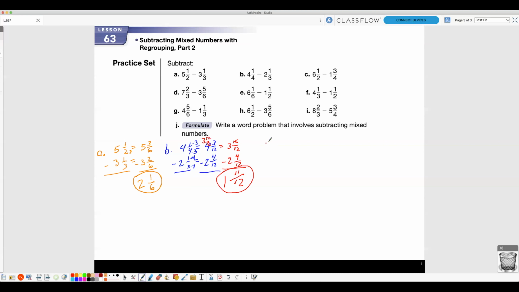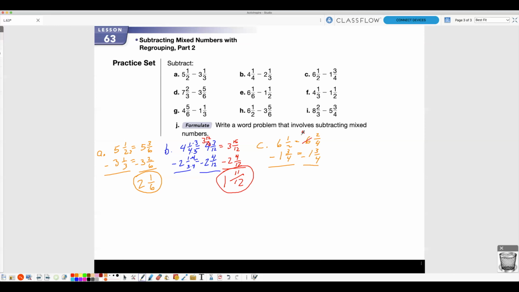Letter C, 6 1/2 minus 1 3/4. So in this case, I have to change this one. It looks like I'm going to leave 1 3/4 as the mixed number here. This one could be 6 and something with the denominator 4. So I have times 2 to get to that. So this would be 2/4. So if I subtract that, I have to borrow there, it looks like. So I'm going to have to regroup this one.